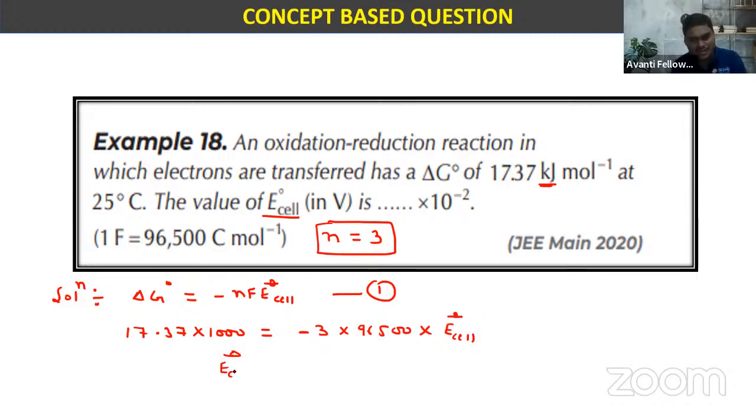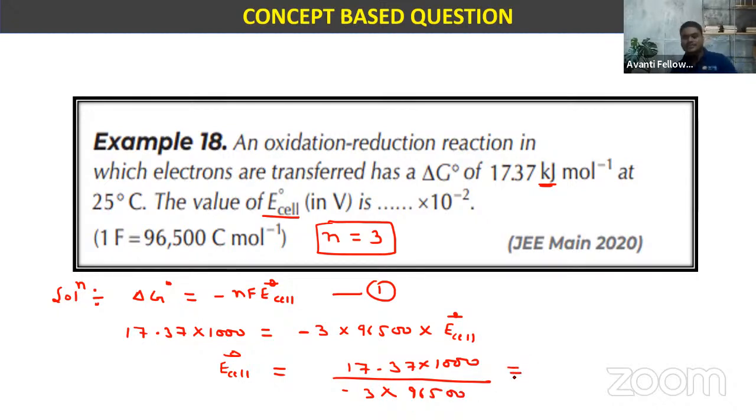This is a very simple question, guys. So E naught cell is nothing but equal to 17.37 multiplied by 1000 and divided by 3 into 96,500. So on solving, what will you get? Just solve this. The 20 20 get cancelled, this 10 and 965 get cancelled. So on solving, what you will get, beta? That is nothing but minus 0.06.